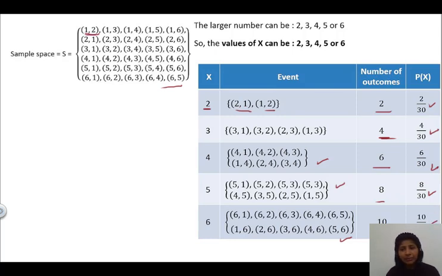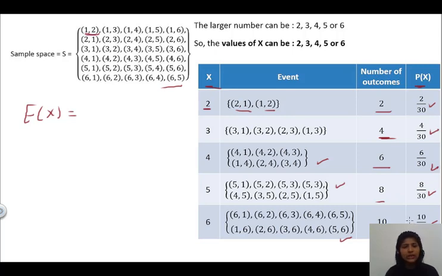Now we have to calculate the mean for it. How do we calculate the mean for it? You know the formula for E of x. Again, multiply x with P of x. 2 with 2 by 30, 3 with 4 by 30, 4 with 6 by 30 and so on up to 6. Just add them, you will get the value for the mean.